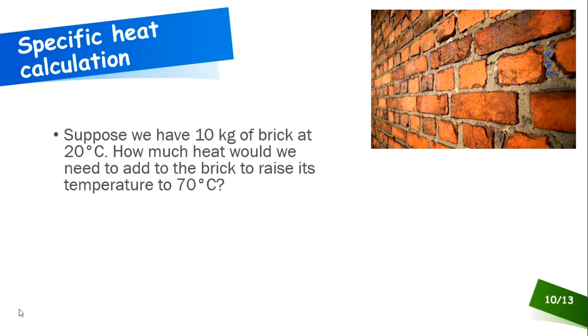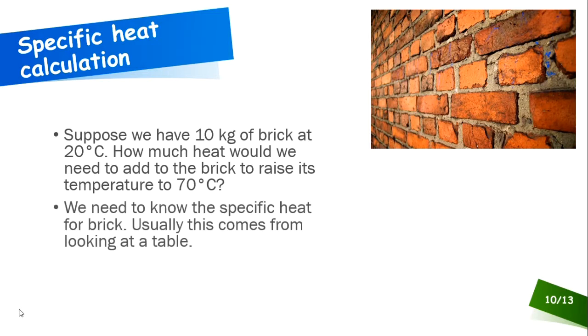Okay, fair question. We need to know the specific heat of the brick, and typically this is something that would come from looking at a table. Often when you're working on a problem for an assignment or a test, you're going to have that value given to you in the problem statement. But in the real world, we typically look this stuff up in a table somewhere. And when we do that for brick, we find our specific heat value is 840 joules per kilogram degree Celsius. So now we've got everything we need to solve this problem.